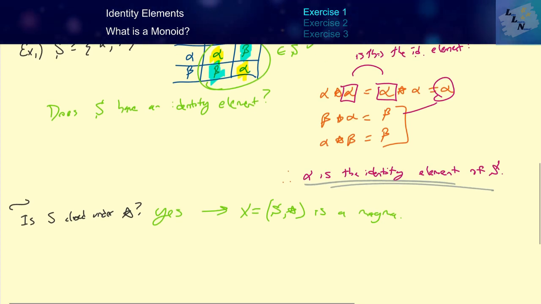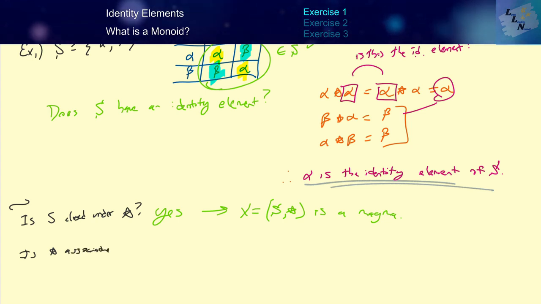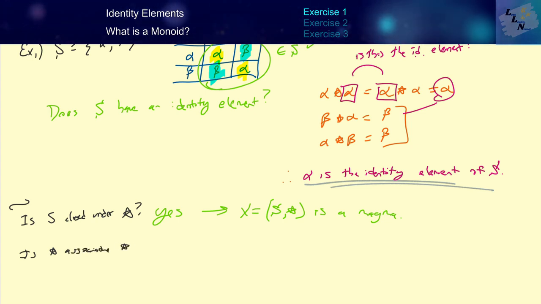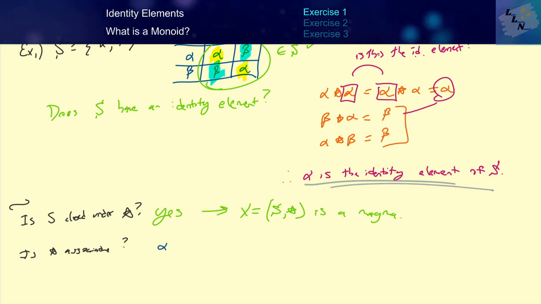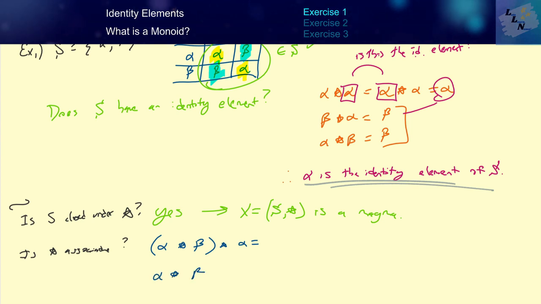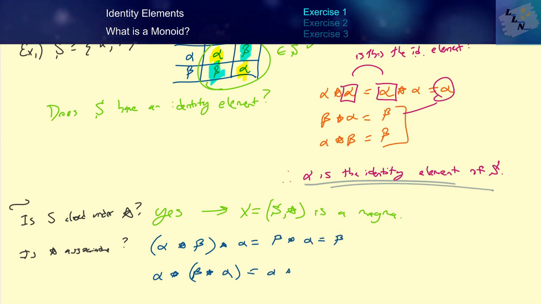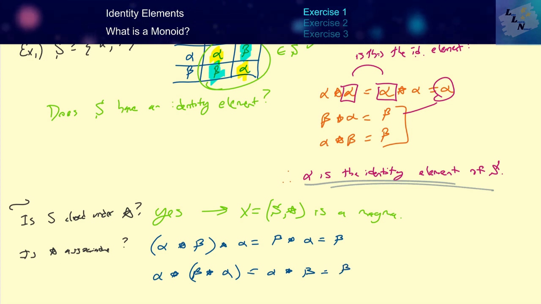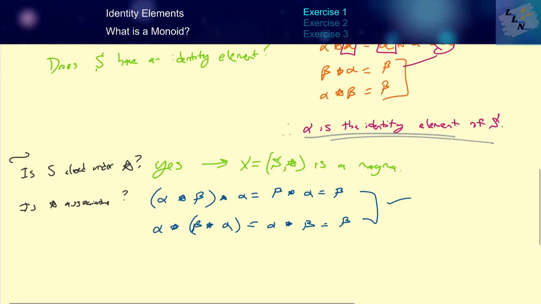So, is star associative on this particular set S? We need to show a bunch of things. We need to show that alpha star beta star alpha is equal to something, in particular (alpha star beta) star alpha, which is equal to beta star alpha, which is equal to beta, and alpha star (beta star alpha) is alpha star beta, which is equal to beta. So this checks out. And there are several other things that we need to show here.